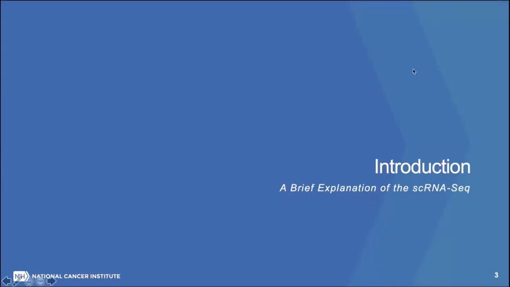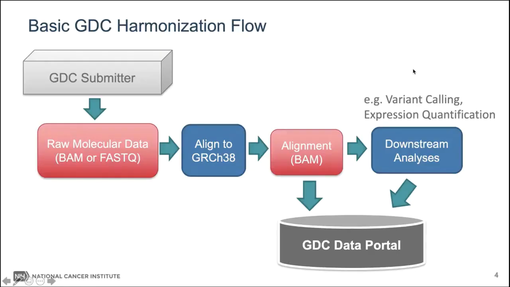So now starting with an introduction. For those of you who might be new to the Genomic Data Commons, here is a diagram of the GDC harmonization flow. You might have seen this in previous GDC webinars, but the flow basically goes that the GDC submitter provides raw molecular data. This can be a BAM file, it might be already aligned, or a FASTQ file. It doesn't matter. It all turns back to FASTQ during alignment.